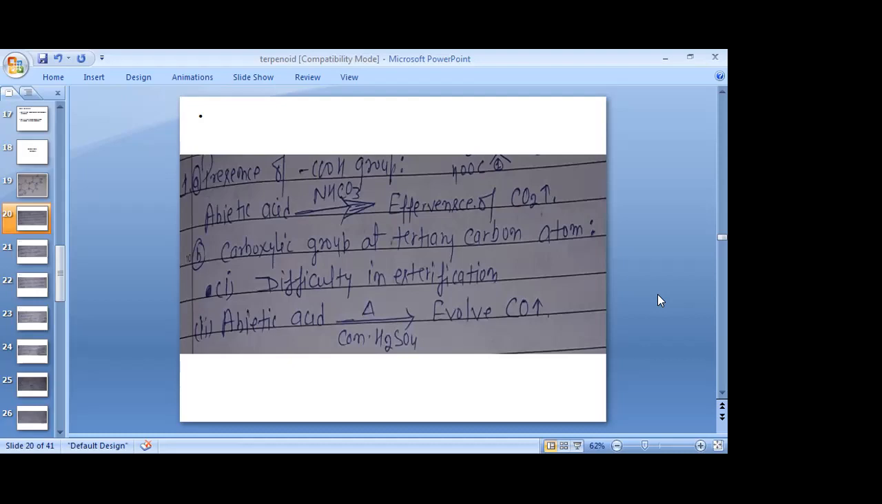It should be clear. Now next point. In abietic acid, when we add a few drops of concentrated sulfuric acid, carbon monoxide is not evolved easily, but when we heat it, then carbon monoxide evolves. By that we confirm our carboxylic group is attached at a tertiary carbon. So it should be clear: at which carbon the COOH group exists, either primary, secondary or tertiary. Now it is confirmed by these reactions.